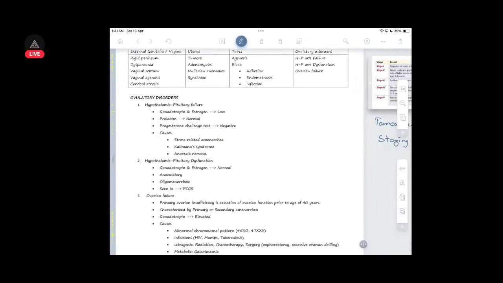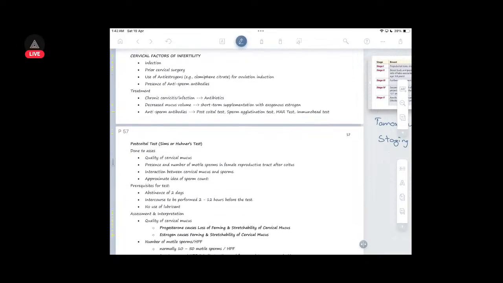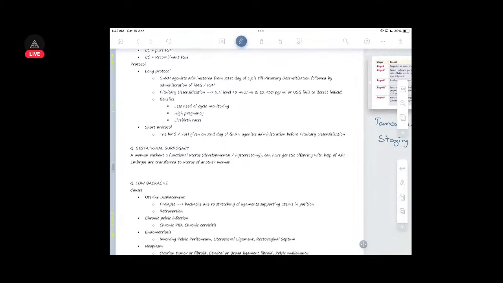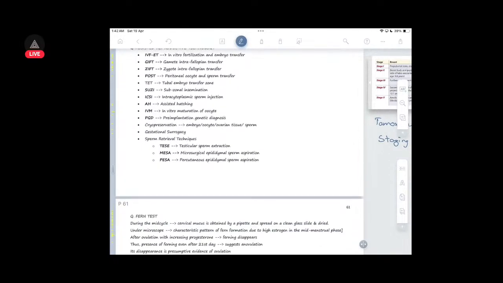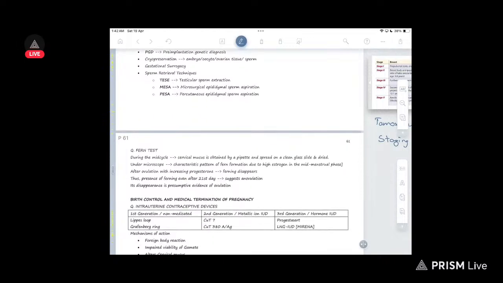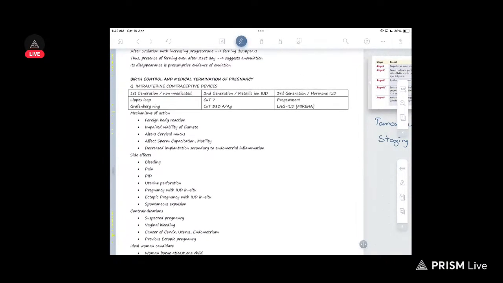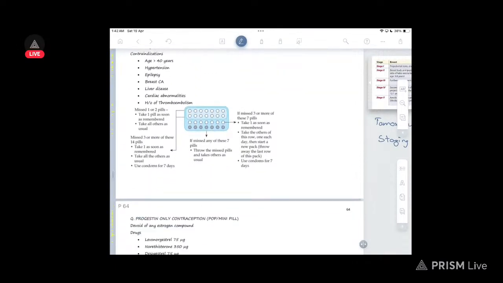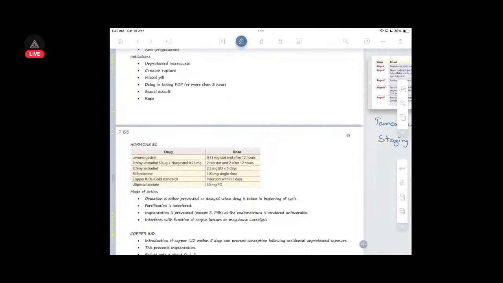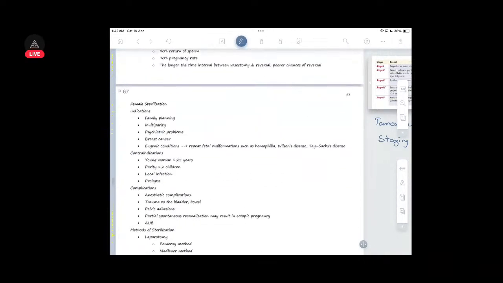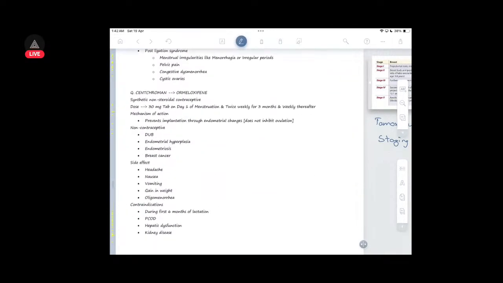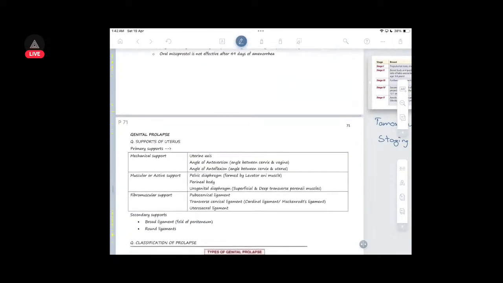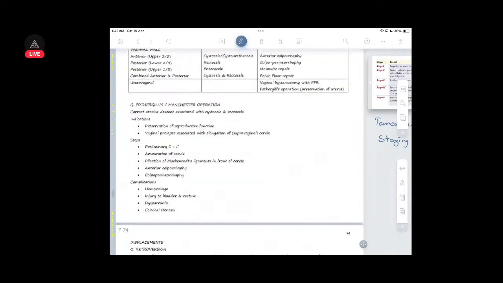Female infertility causes also, yes. Then cervical factors of infertility, tubal factors of infertility, yes. Controlled ovarian hyperstimulation, dyspareunia, assisted reproductive technology, IVF and all, fern test during mid-cycle and stuff like that, birth control and medical termination. Medical termination is important. This, it's okay, you can do very fast. Sterilization also, okay, you can do it somewhat quick. Syndrome is the only thing they'll ask. MTP also not that important, but after that, prolapse I already did on my own, so I'm not going to do it.